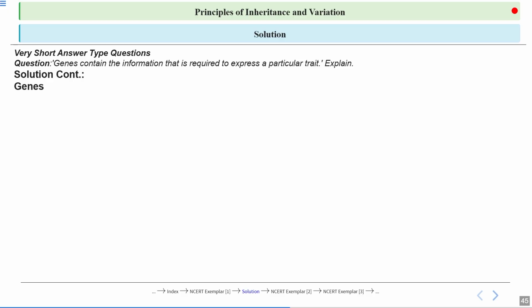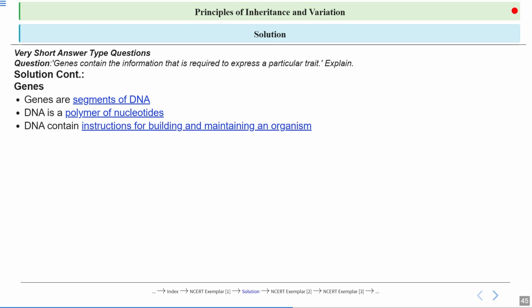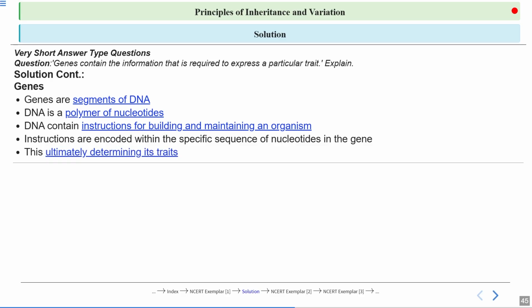Clear? Now you know genes are segments of DNA, and DNA is a polymer of nucleotides. DNA contains instructions for building and maintaining an organism. So DNA consists of all the information, and genes are segments of the DNA. Instructions are encoded within a specific sequence of nucleotides in the gene, and this ultimately determines the trait.